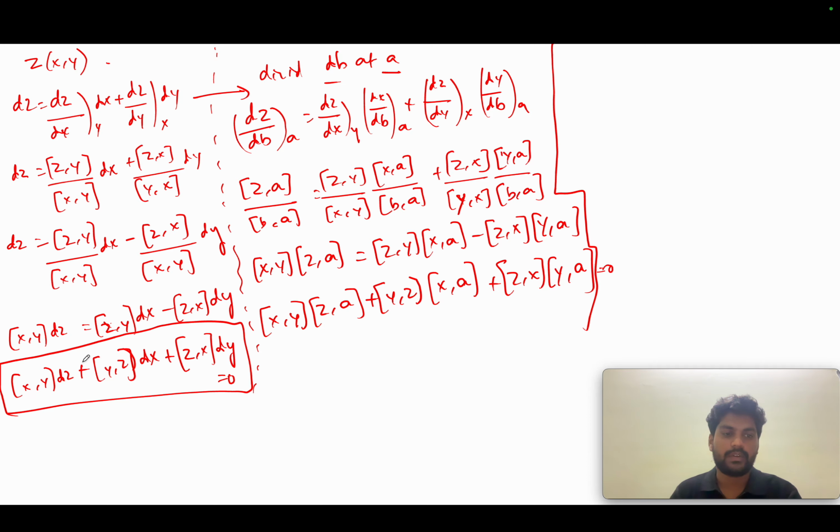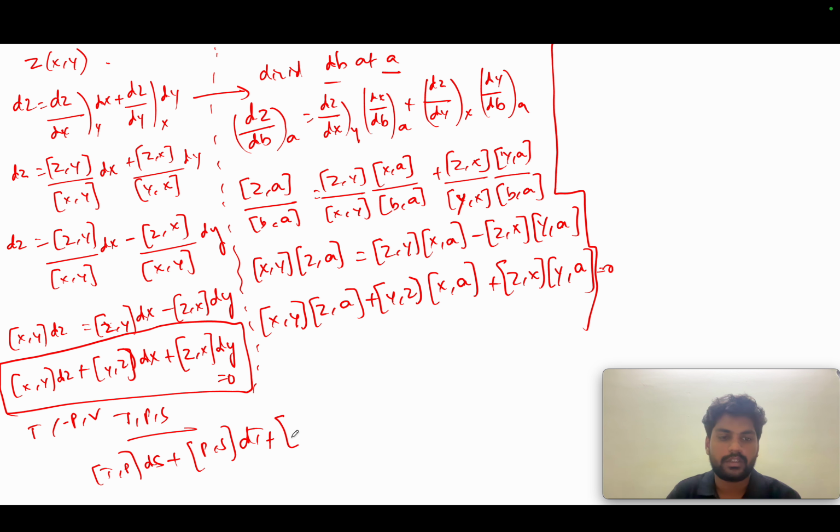What you need to understand is that here we have three terms. Say suppose T comma P comma V, I'm just giving the heads up. So suppose T comma P comma S. If you have the three terms, then T comma P ds plus P comma S dt plus P comma T ds equals 0. You can write it in this form.